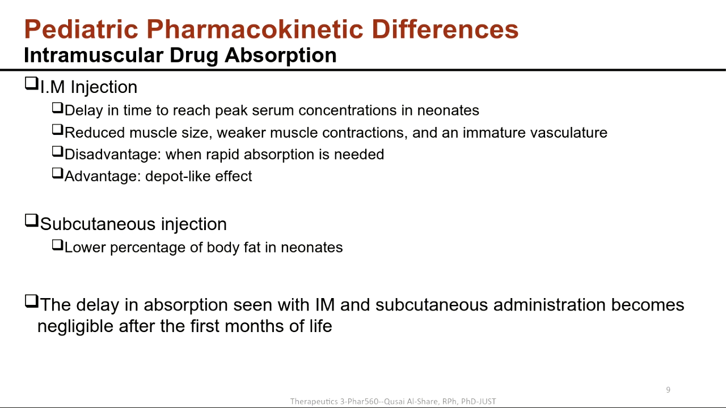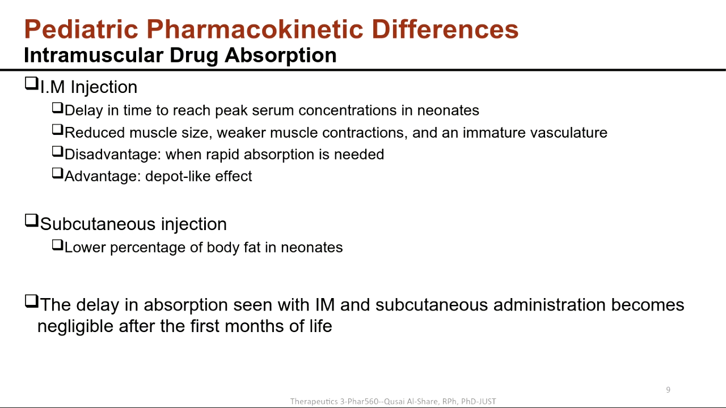Now let's move to the next one, the intramuscular injection of a drug. What happens for drug absorption after intramuscular injection? There is a delay in time to reach peak serum concentrations in neonates. As you know, intramuscular is slower than intravenous, for example, but it's faster than oral. So in children, there is a delay in time to reach the peak serum concentration, what we call Cmax. Tmax is the time needed to reach Cmax, and the Tmax is going to be longer in this patient population.